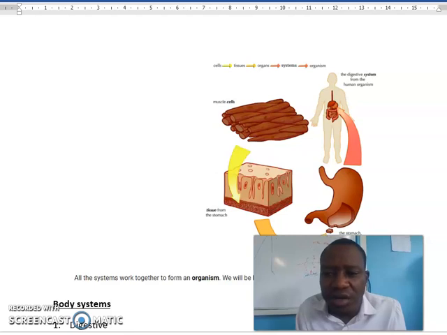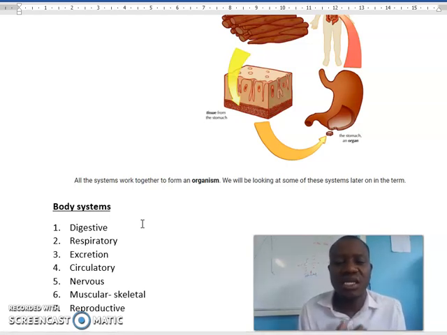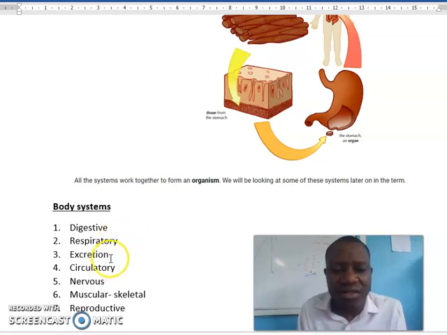Which body systems are we going to be talking about next week, guys? We are going to be talking about the digestive system. This one, you know it. It's all about intake of food and the utilization of food inside the body. We've got the respiratory system, where we have the nose, mouth, the trachea, the lungs, and so forth, where we are taking in air and out. The excretion, where we are talking about throwing out wastes, metabolic wastes from the body.